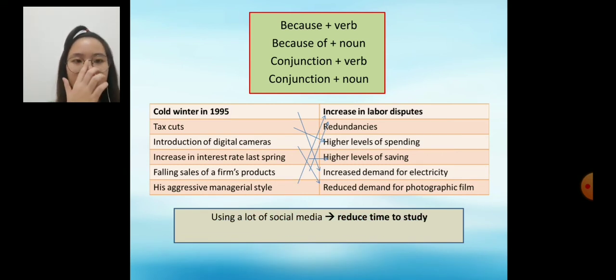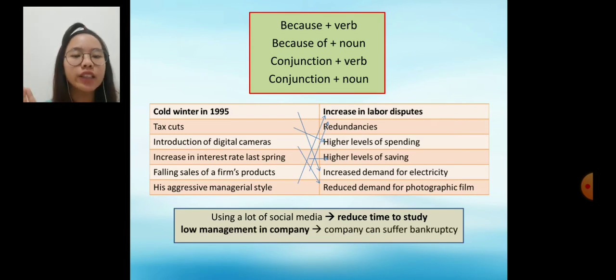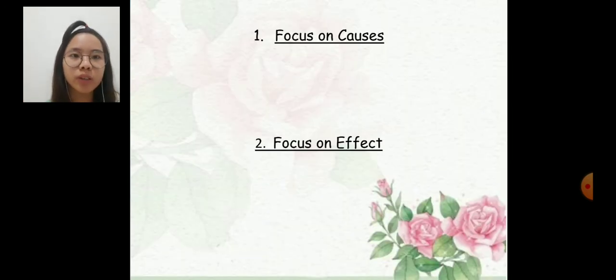And here is the example. Let's say the question already states the effect, that is reduced time to study. So the cause that probably happened is using a lot of social media. And this is the vice versa. Let's say the question already states the cause, that is poor management in a company. So the effect that can happen is maybe the company can suffer from bankruptcy.